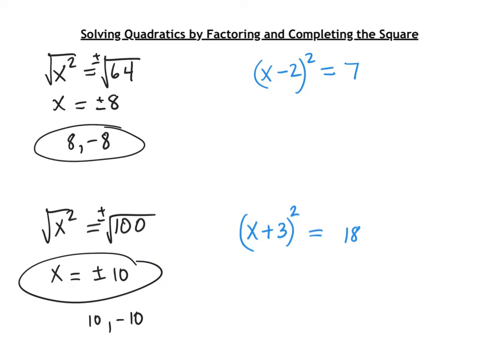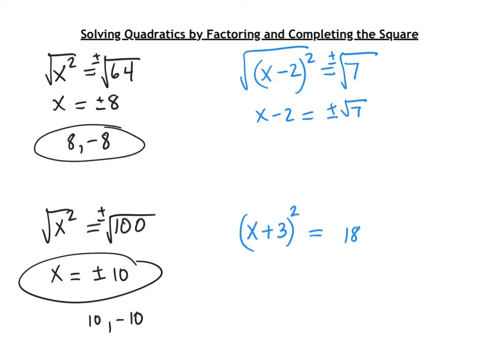I can eliminate that square by taking the square root of both sides, and when I take the square root of both sides, I need opposite the variable to put a plus or a minus. That means the square and the square root cancel out. They are inverses of each other. X minus 2 equals plus or minus root 7.